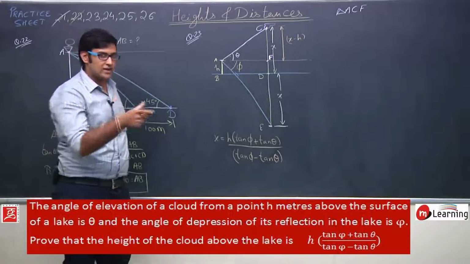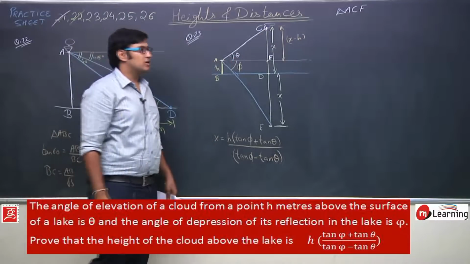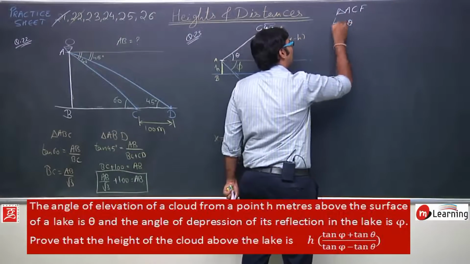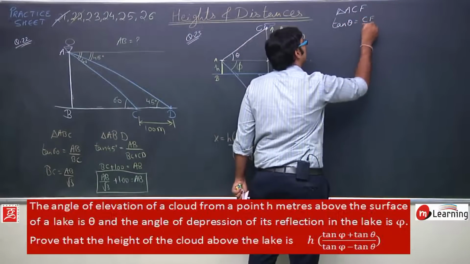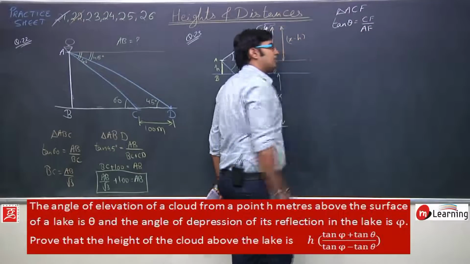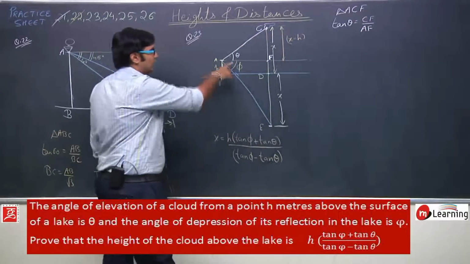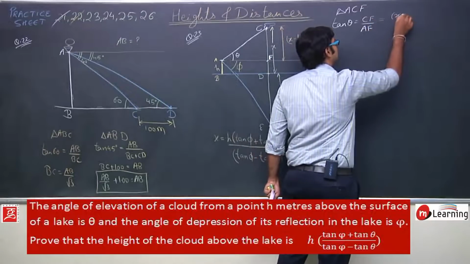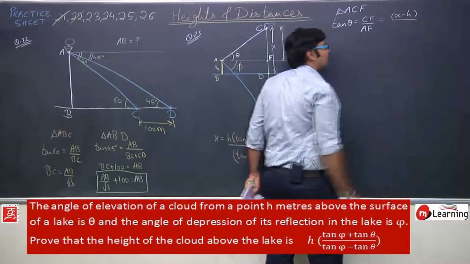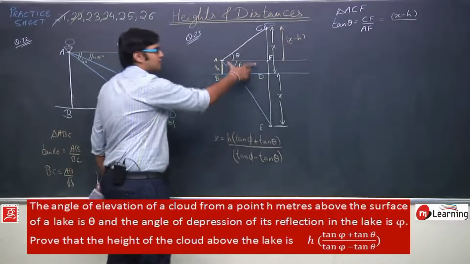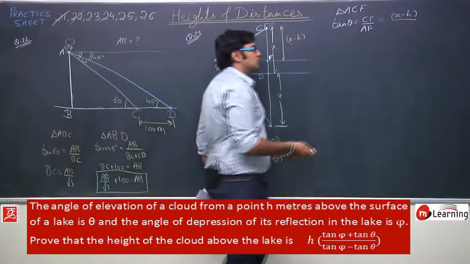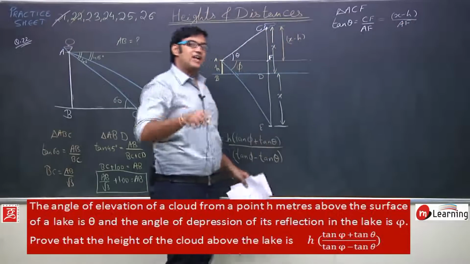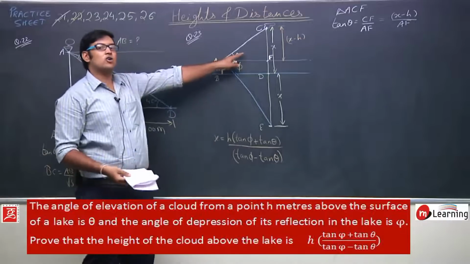Okay, AF is the base and this CF is the perpendicular. So here I can write tan of angle theta is equal to CF upon AF. Now tan of theta is equal to CF. What is CF? CF is X minus H, divided by AF. AF is unknown, it is not given, so let us write it as AF. Now, why haven't I chosen sin theta or cos theta?